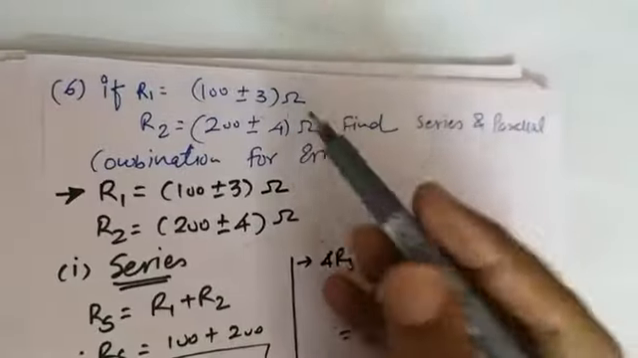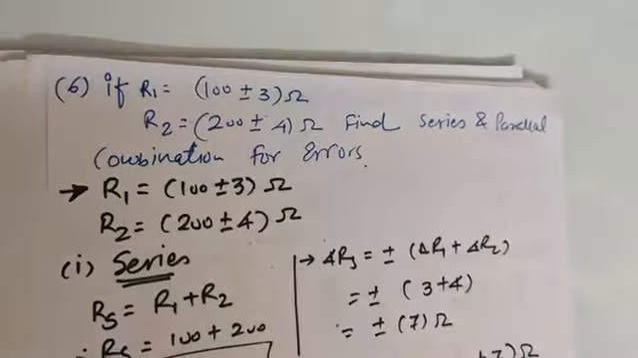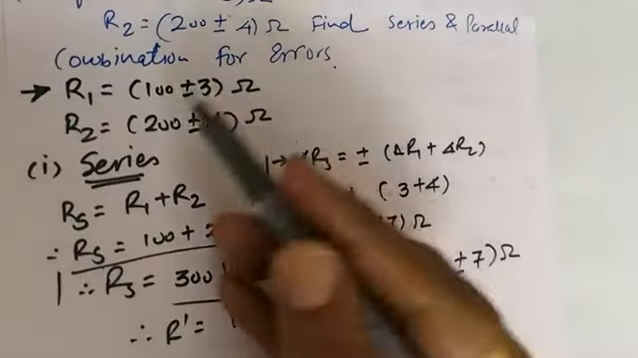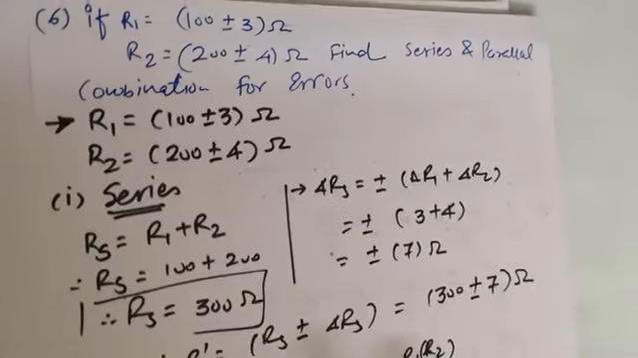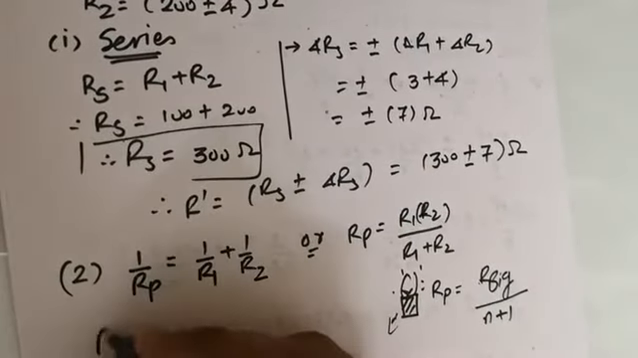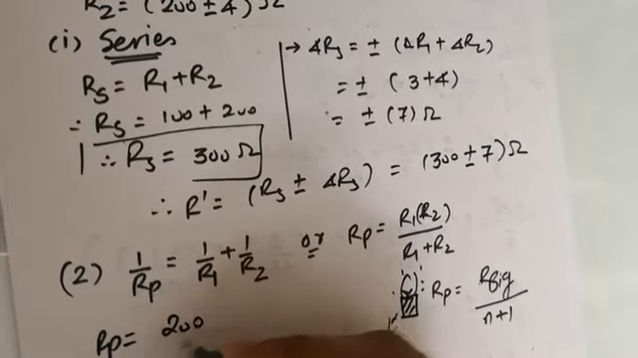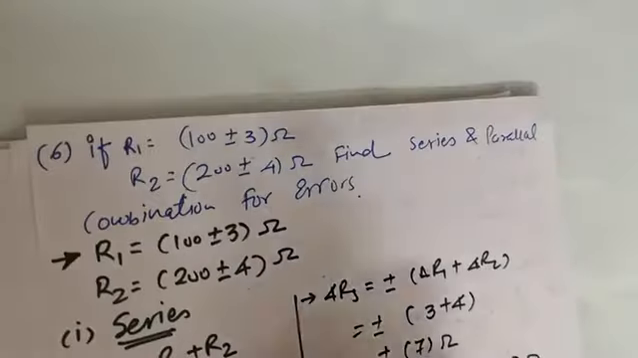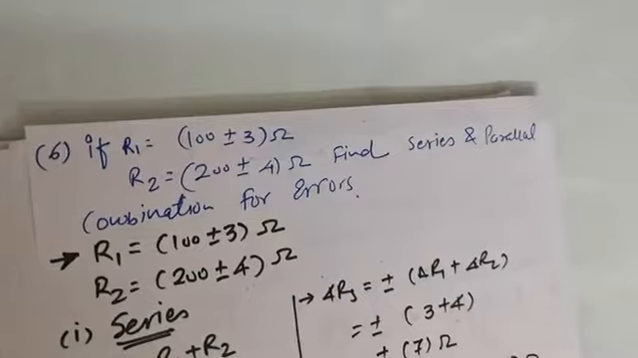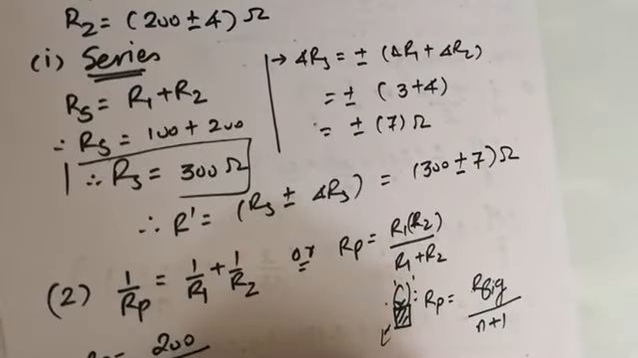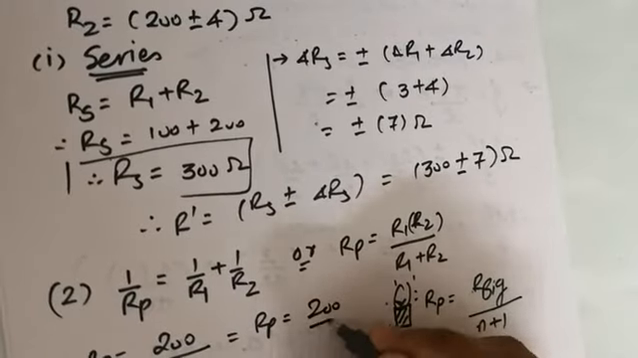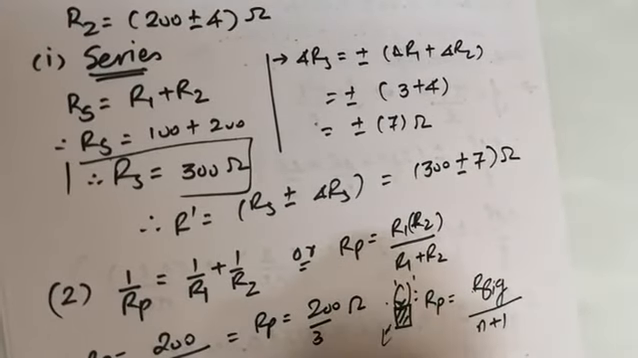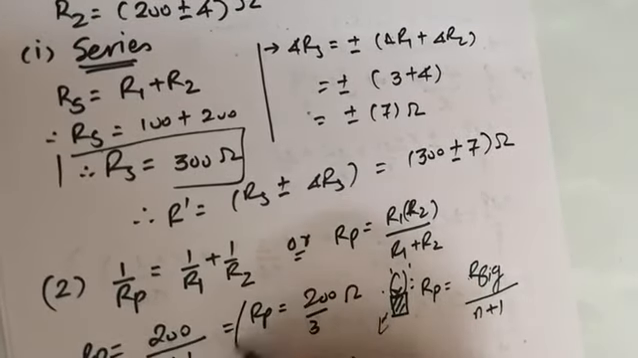Let's say R1 is 100 and R2 is 200. So big brother is 200 and the smaller brother is 100. Instead of R of big brother, I will place that 200. How many times is it higher than the previous one? Means 2 times. So I can place that 2 plus 1. My final answer for parallel is 200 by 3 ohms, or you can say 66.7 ohms. So this is how you can calculate.